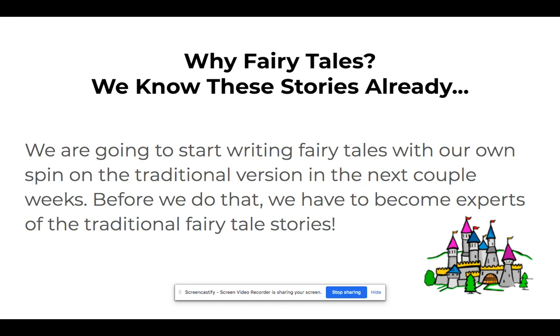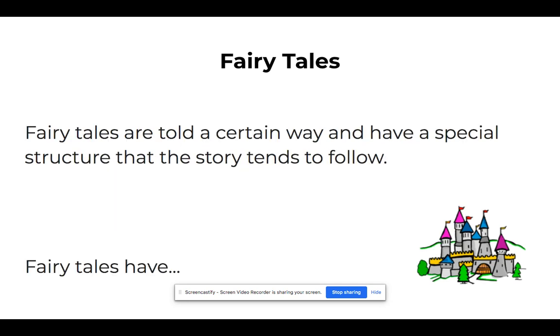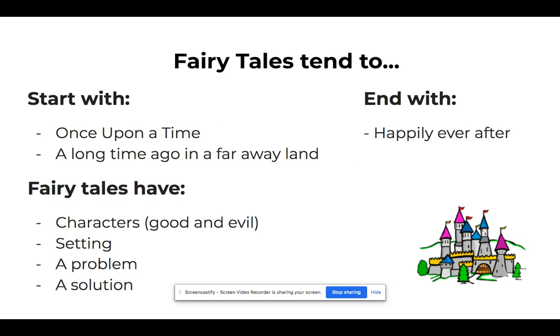own twist on it. So before we do that, though, we have to become experts of the traditional fairy tale stories. So I just wanted to point out a few key things that are special to fairy tales. We know that a lot of different types of stories go a certain type of way, and fairy tale is no different from that. So just to start, fairy tales tend to start with once upon a time, or a long time ago in a faraway land. Usually they end with happily ever after.